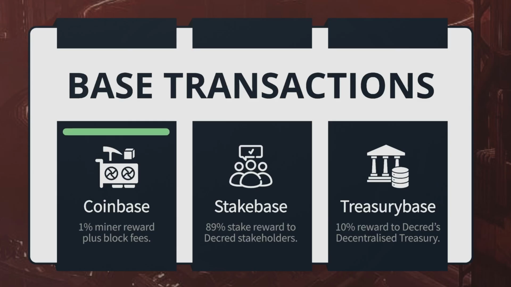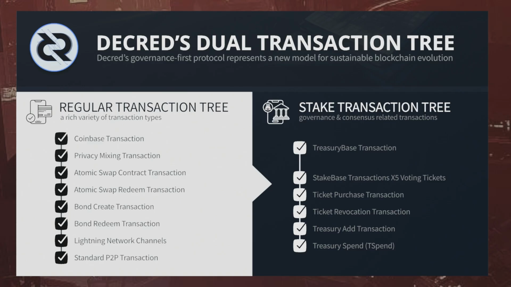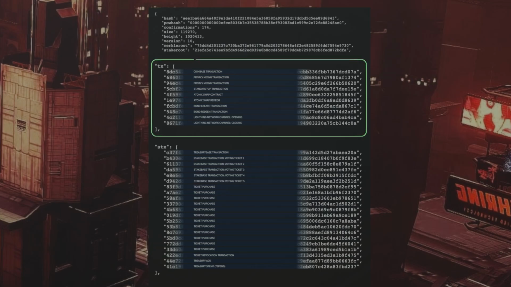Coinbase, 1% miner reward plus block fees. Treasury base, 10% allocated to Decred's decentralized treasury. Stake base, 89% divided between 5 randomly selected tickets. The regular transaction tree. The first transaction in the regular tree is the Coinbase transaction.